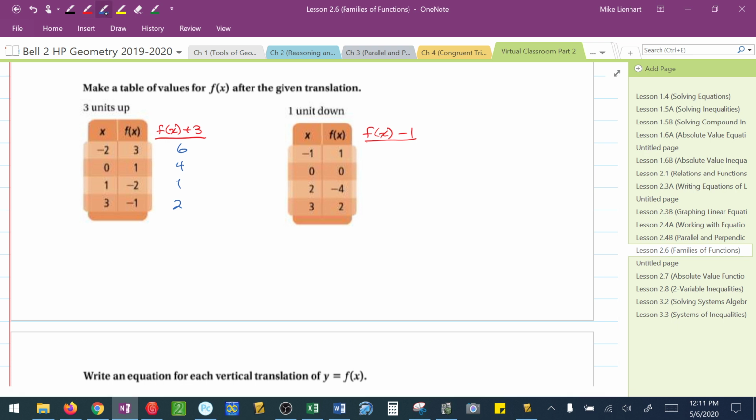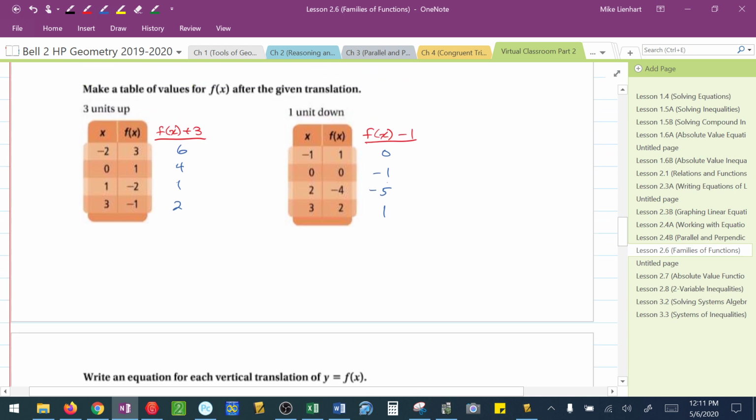That's going to change our f of x or y values. So 1 becomes 0, 0 becomes negative 1. And again, remember, each one of these are still points. This will be the point 0, negative 1. The next one will be the point 2, negative 5. And 3, 1. All right? So that takes care of ups and downs.